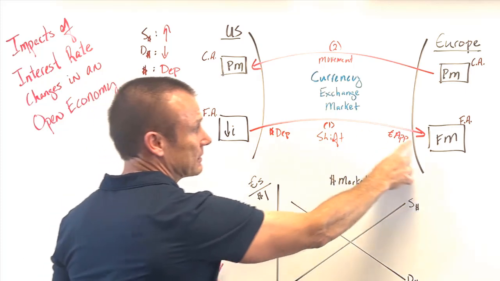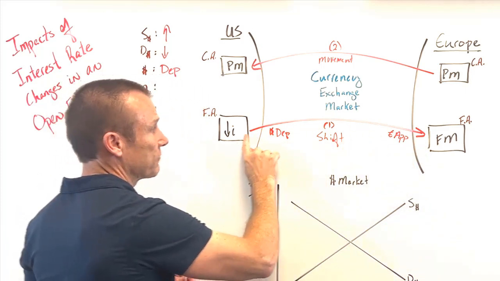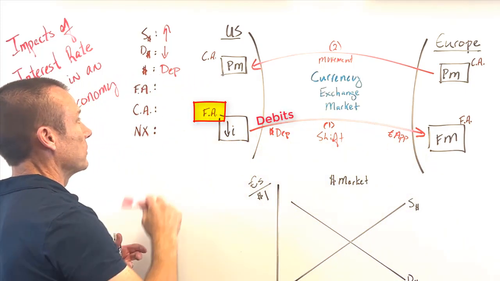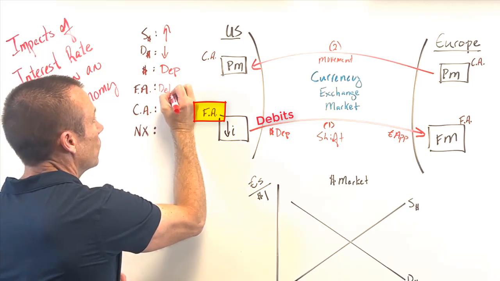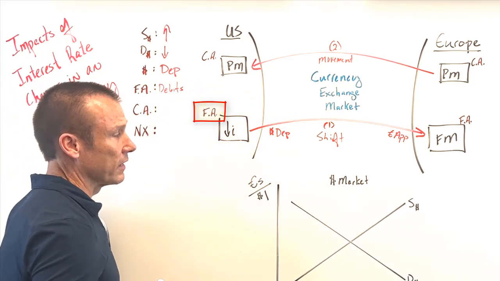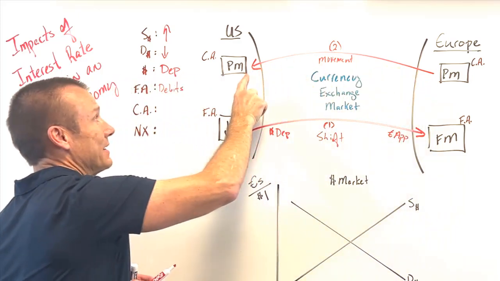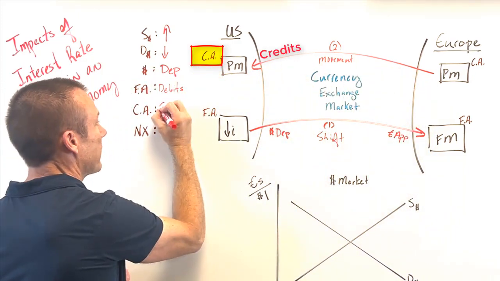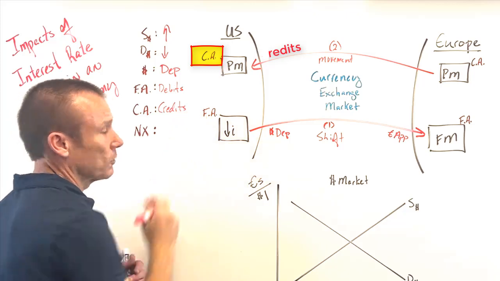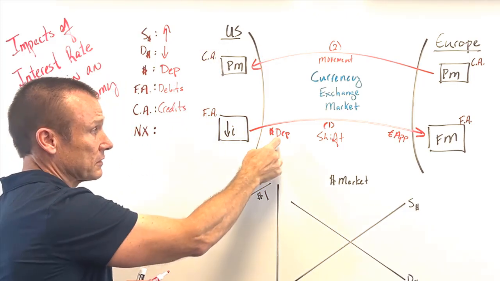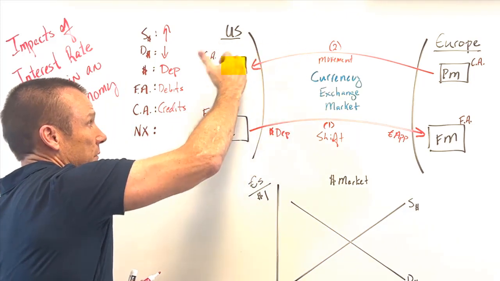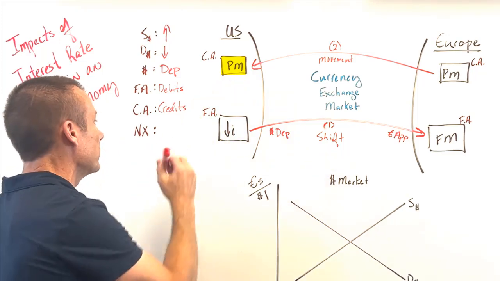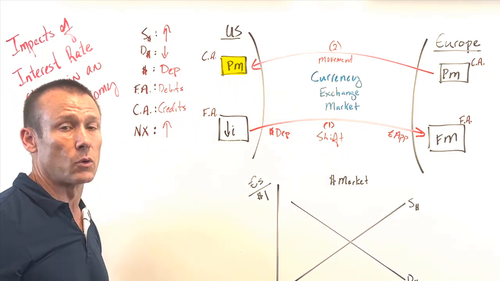We can easily see from our visual, we've got money flowing out of the United States financial account, so we're going to get debits, which will move us towards deficit, okay? And then we're going to get, of course, money flowing into our current account, so those are credits, moving us towards surplus right there. And of course, because that dollar depreciated, that money's coming into our product market to buy our goods, our net exports are going to go up.